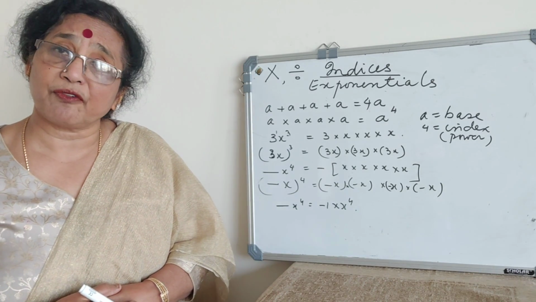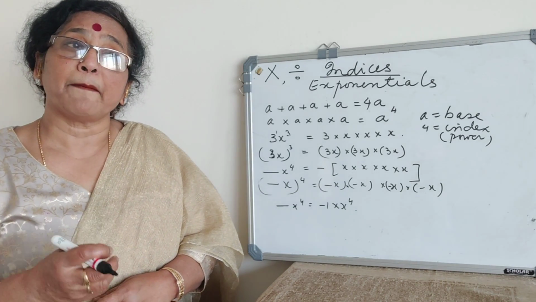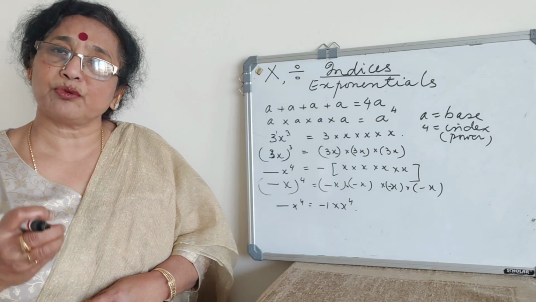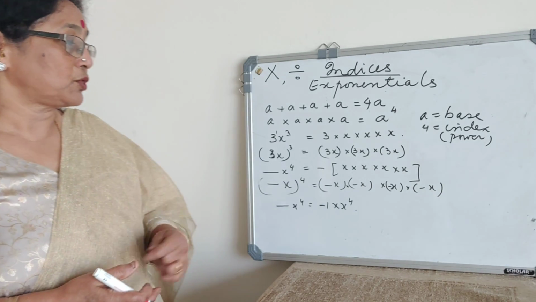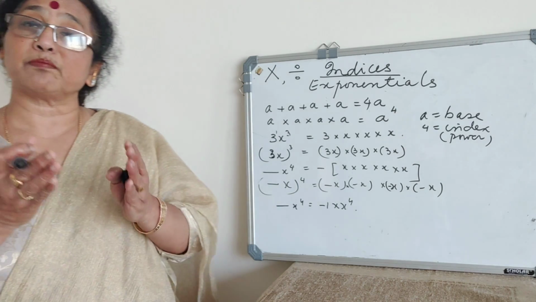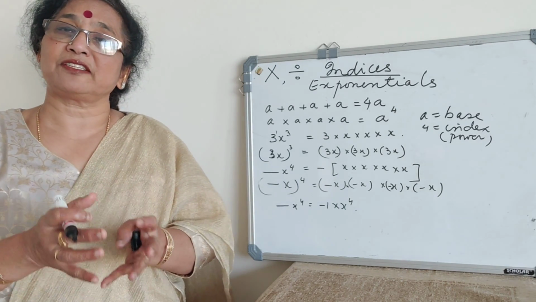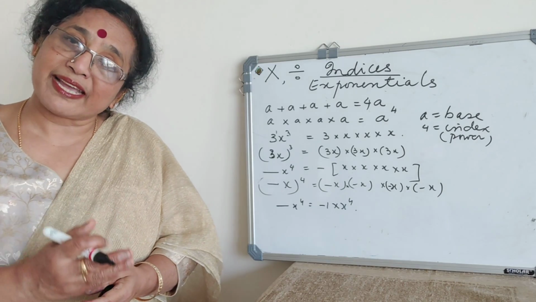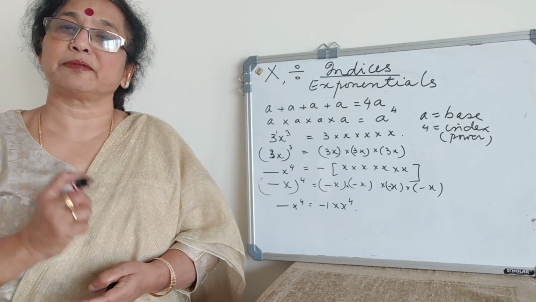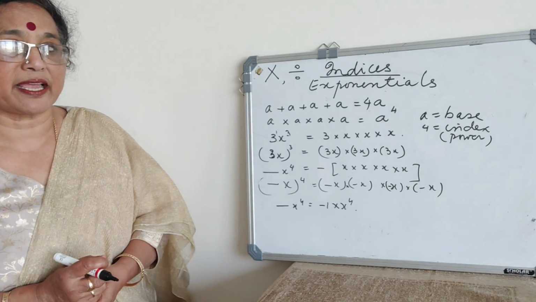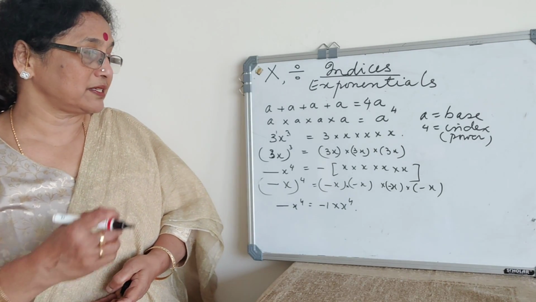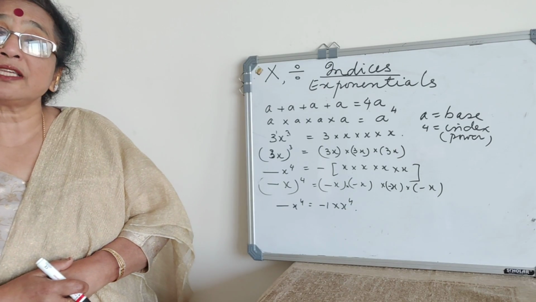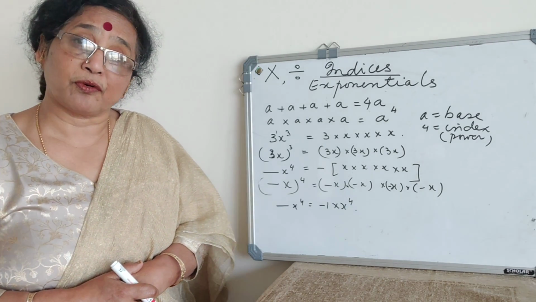Minus x to the power of 4 is minus x into x into x into x, right? But in the other one, it is minus x in brackets to the power of 4. So the minus is also written 4 times along with the multiplication sign. Minus x into minus x into minus x into minus x, which is plus x to the power of 4.